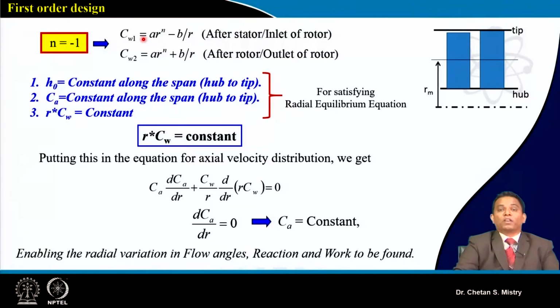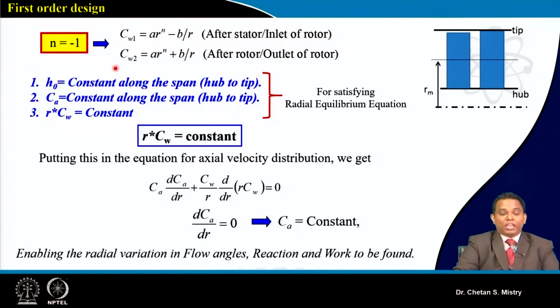Now my whirl components, as we have discussed, my Cw1 and Cw2, that's what is given by this equation. And from our fundamentals, what we know is that in order to satisfy the radial equilibrium equation, we need to have our work input, or my H0, constant along my span. My axial velocity also remains constant from hub to tip. And we know my Cw into R is equal to constant, that is giving me the free vortex concept.